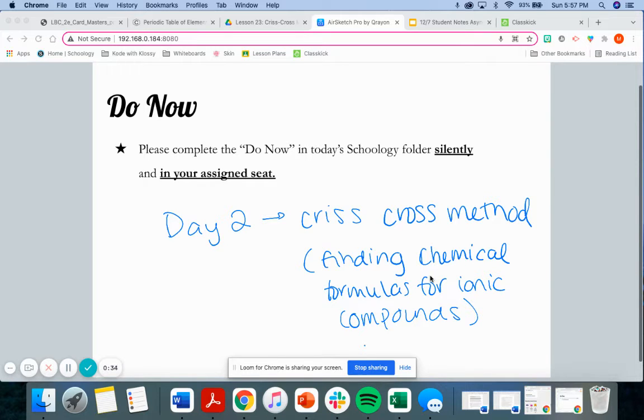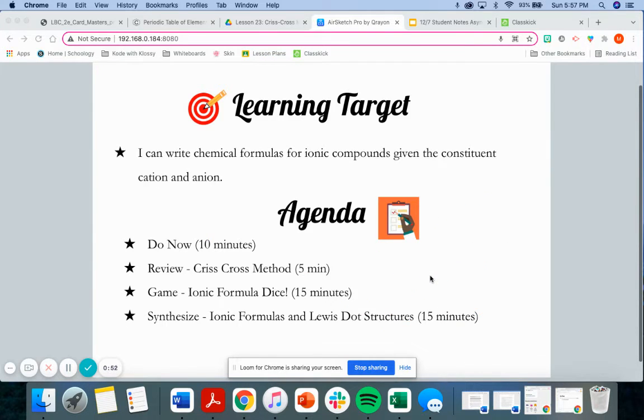Today, of course, we started off with a do now, so please head to today's Schoology folder and complete that if you haven't already. The learning target for today is I can write chemical formulas for ionic compounds given the constituent cation and anion. We started off with the do now, we reviewed the crisscross method from yesterday, and then we reinforced some of the skills that we started building yesterday by playing an ionic formula dice game. Unfortunately, if you're tuning in from home, you won't be able to play the dice game with us, but I'll talk about what we did and give you an alternate assignment.